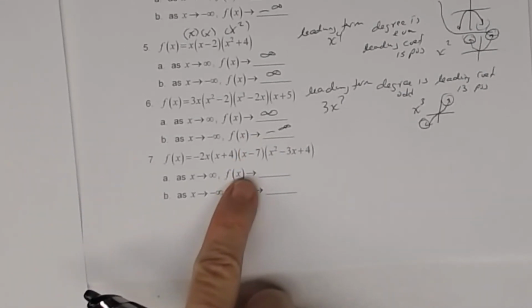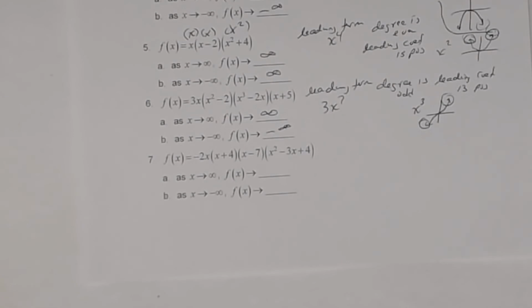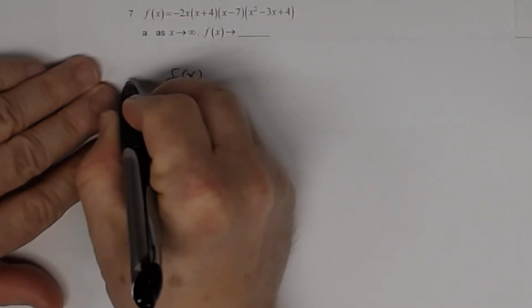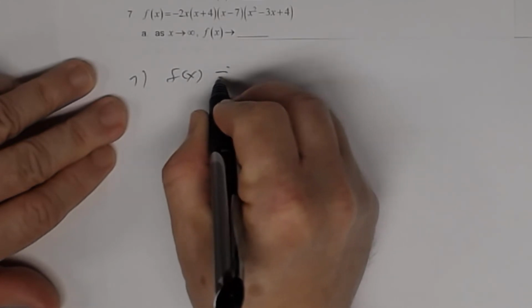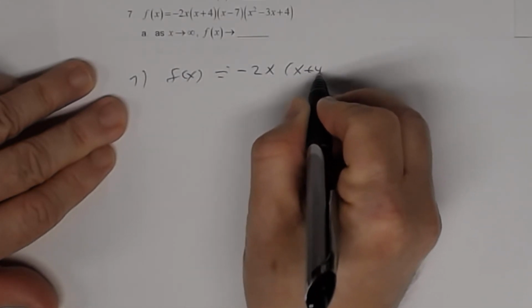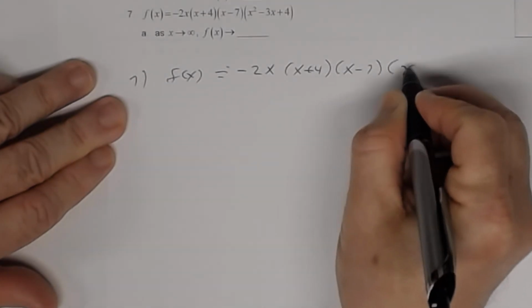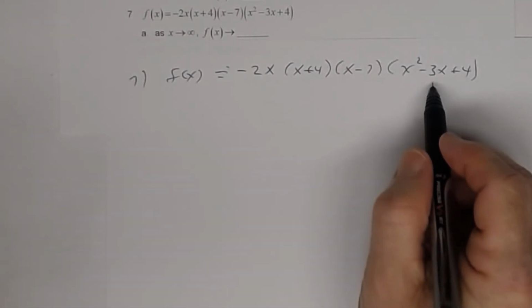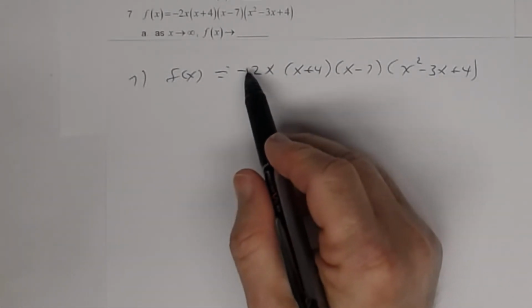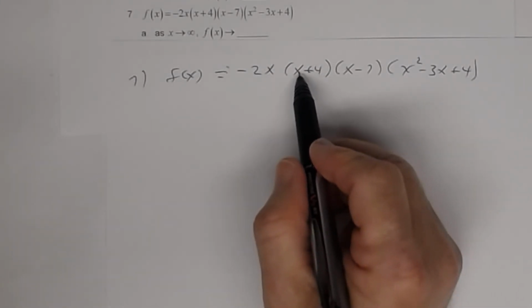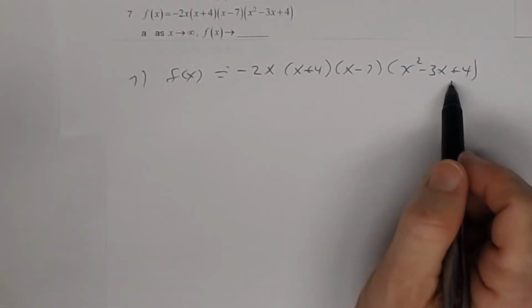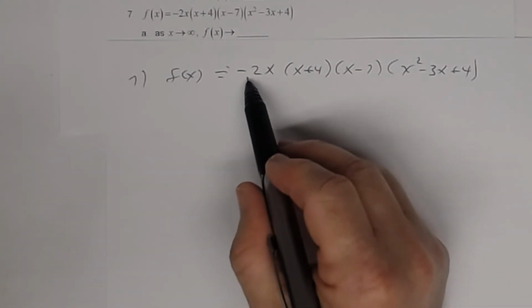And then finally, number 7. So let's go ahead and write out number 7. We have f of x equals negative 2x times x plus 4 times x minus 7 times x squared minus 3x plus 4. All right, and so you're going to look at each of those factors. You have this factor x plus 4, this factor x minus 7, and this factor x squared minus 3x plus 4. And you don't want to multiply this out.